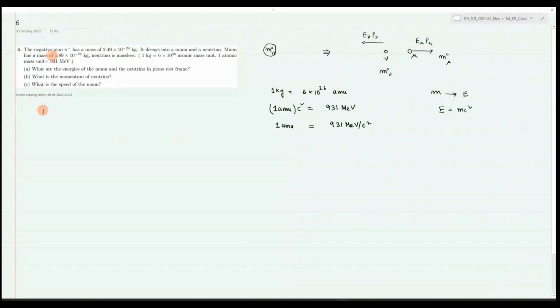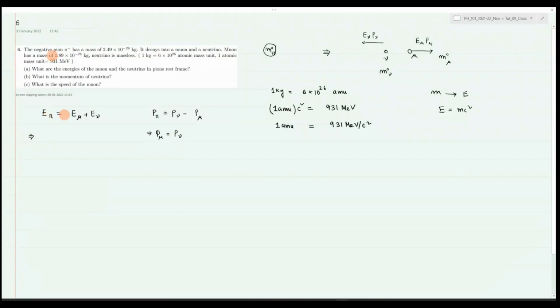So initial energy will be E pi. Final energies will be E mu plus E nu. This is conservation of energy. Then momentum: P pi will be equal to P nu minus P mu. This is given to us as 0 in the pion's rest frame. So P mu will be equal to P nu. From here we got this.